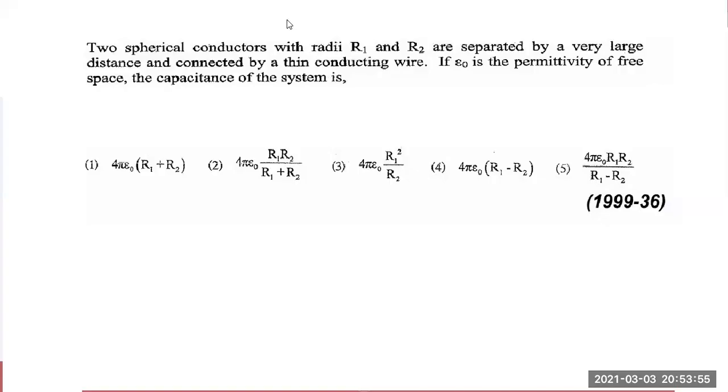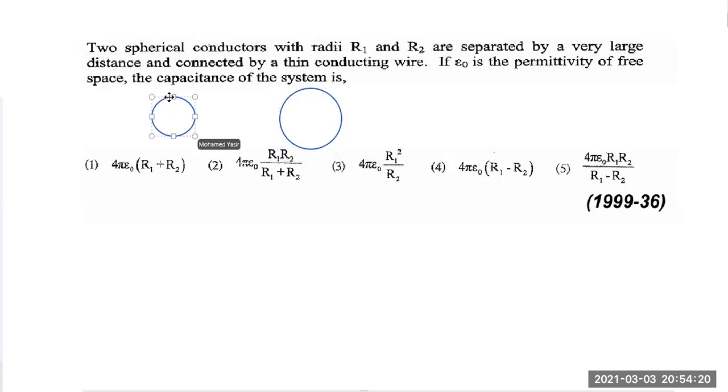Next question is from year 1999, and that's a 36th question we are going to discuss next. Two spherical conductors with radii R1 and R2 are separated by a very large distance and connected by a thin conducting wire. Right. Two spherical conductors, aren't they? Yeah, two spherical conductors like this. They are connected by a thin wire, and they have different radii.